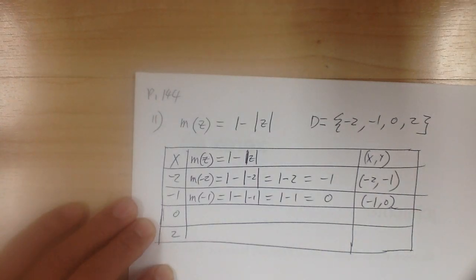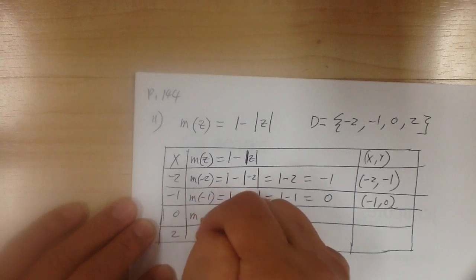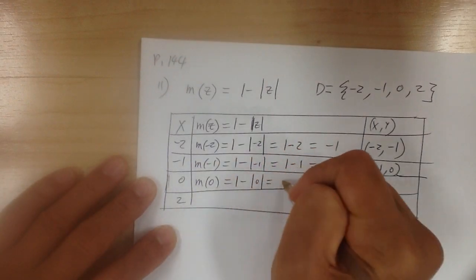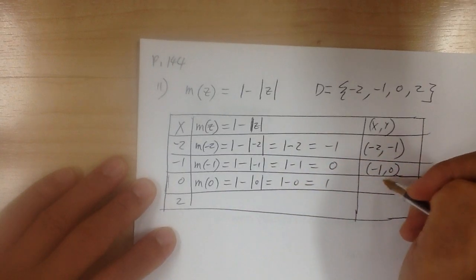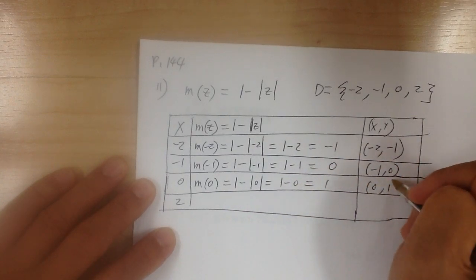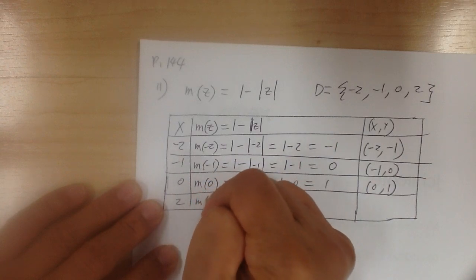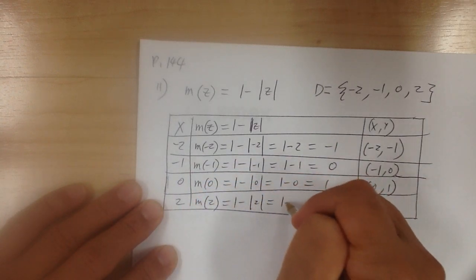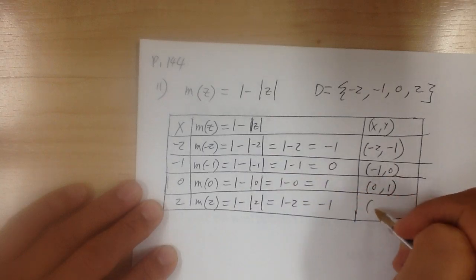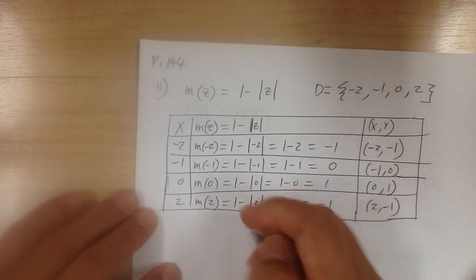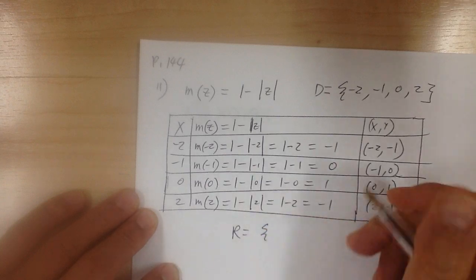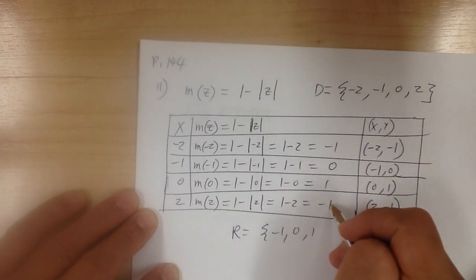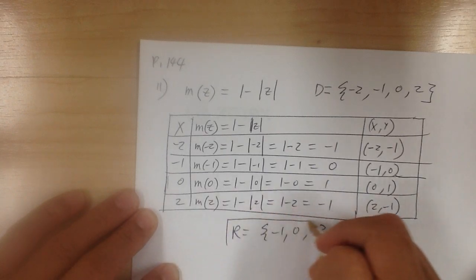Okay, next one. You got m of 0, this will equal to 1 minus absolute value of 0, so it will be 1 minus 0, so this gives you 1, so it will be 0 comma 1. M of 2 equals 1 minus absolute value of 2, so it will be 1 minus 2 equal to -1. Okay? So your range will be equal to the -1, the 0, the 1. The -1 is a repeat, so you don't have to write it again.